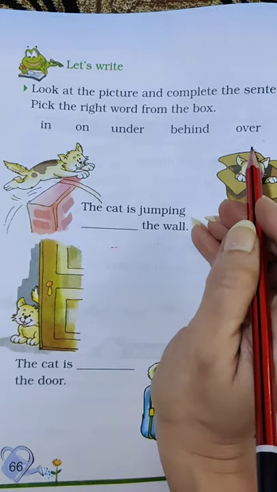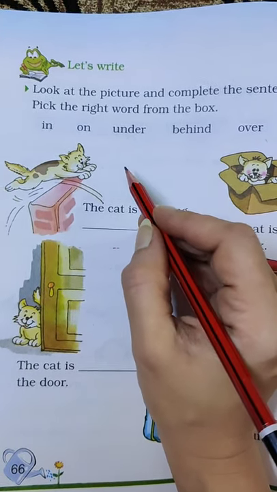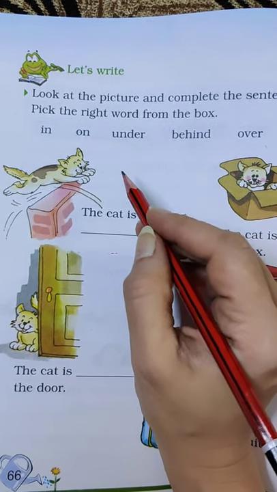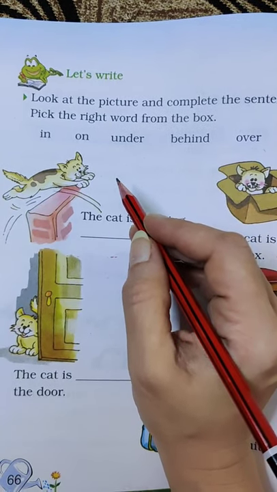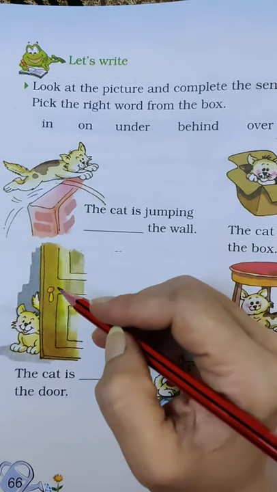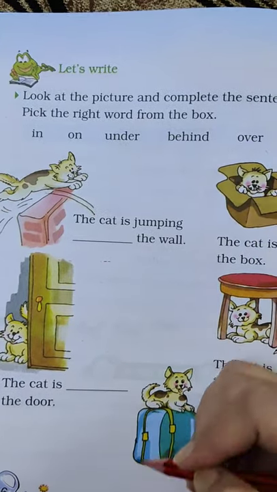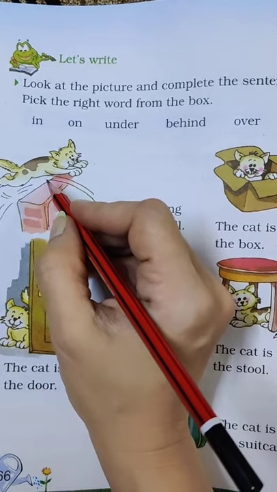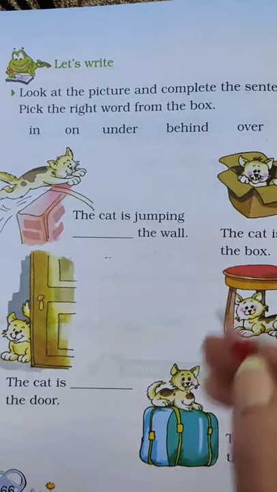What are these, children? These are preposition words. What are prepositions? We learnt about it. Prepositions are those words which tell us about the position of the subject or the noun. So here, in these sentences, our subject is cat, and we have to tell the position of cat.